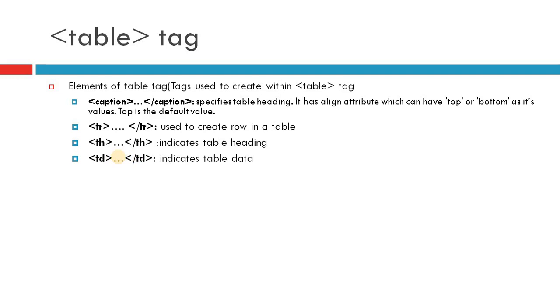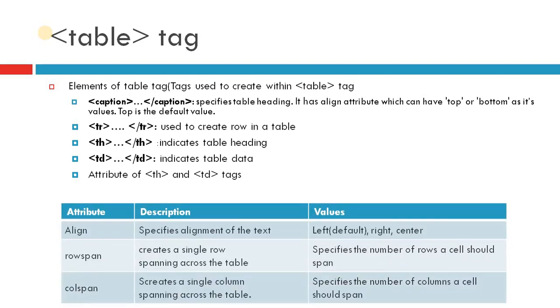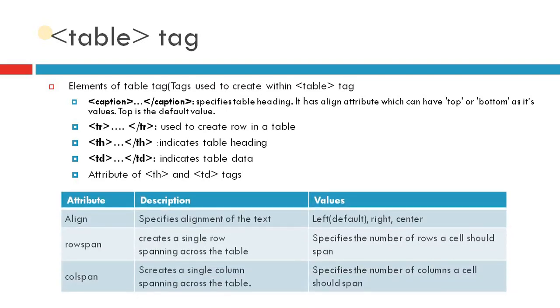There are some attributes for TD and TH. Let us have a look at attributes of TH and TD tag. The first attribute is align attribute. The align attribute is going to specify the alignment of the text. This means the text which is in between TD and /TD, we can set the alignment of that text. The values for align attribute are left, right, and center. The default is left.